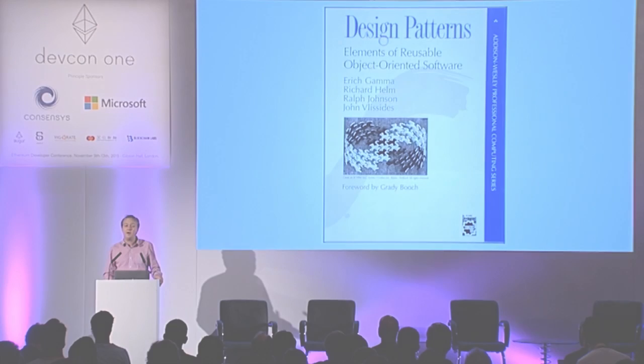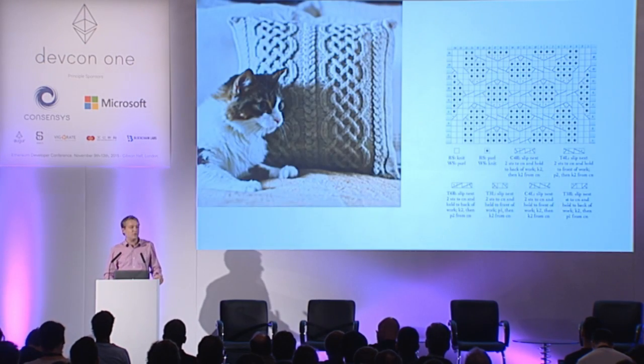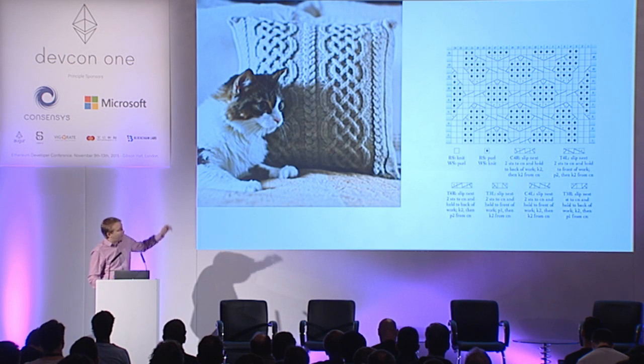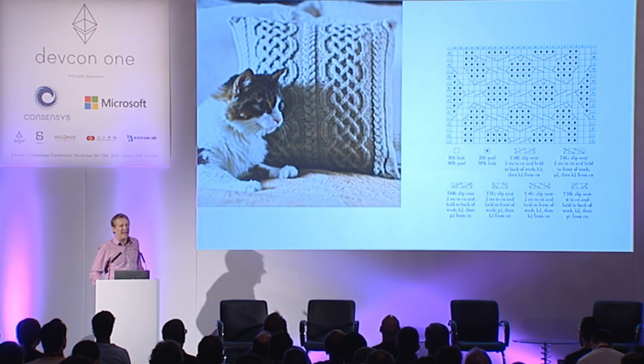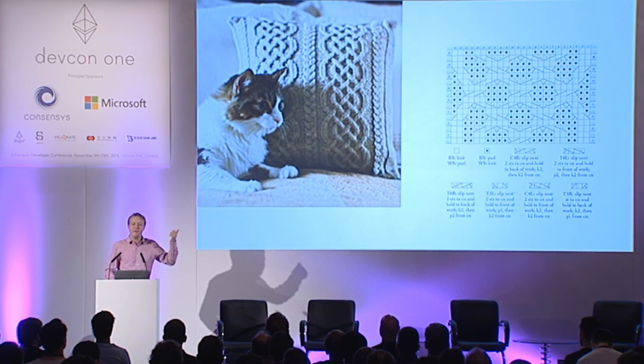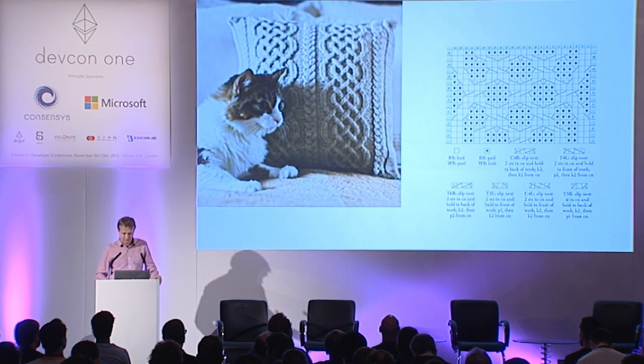Patterns by the Gang of Four is very famous. And also outside of the field of developing, you have patterns. So if I want to knit a Celtic pillow, I wouldn't know where to start. So first I Google, and then I get this kind of stuff. I'm not sure what it is. It looks like brainfuck code, but probably it tells me how to knit a pillow.